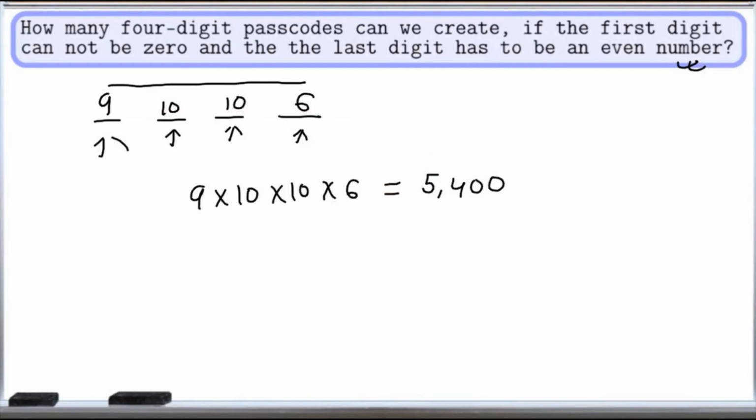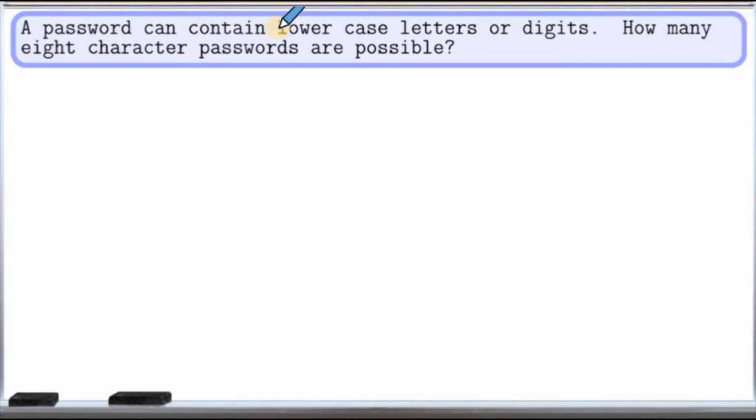So let's look at another example. Here, a password can contain lowercase letters or digits. How many 8-character passwords are possible? So let me draw 8 spots because we are trying to create 8-character passwords. So 1, 2, 3, 4, 5, 6, 7, 8. Since we know there are 26 letters and 10 digits, for the first place, we have 36 options. So let me just put 36 here.